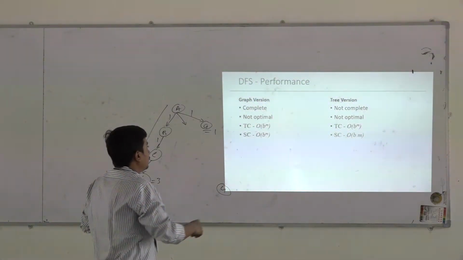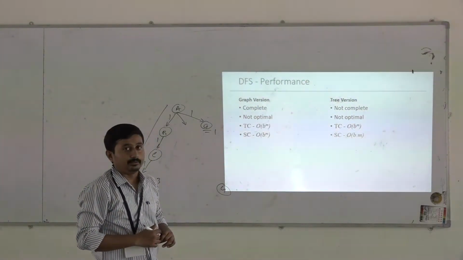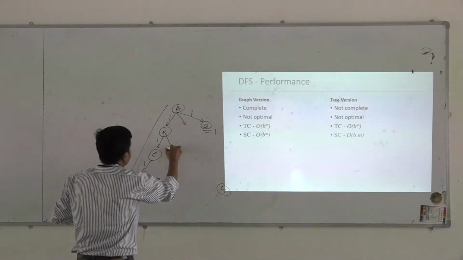Now space complexity. In the tree version we are not maintaining an explored set. We are maintaining only the frontier, so for a particular branch.